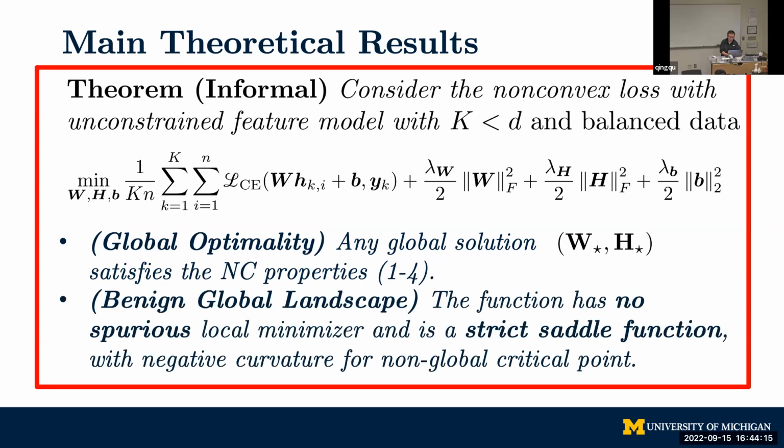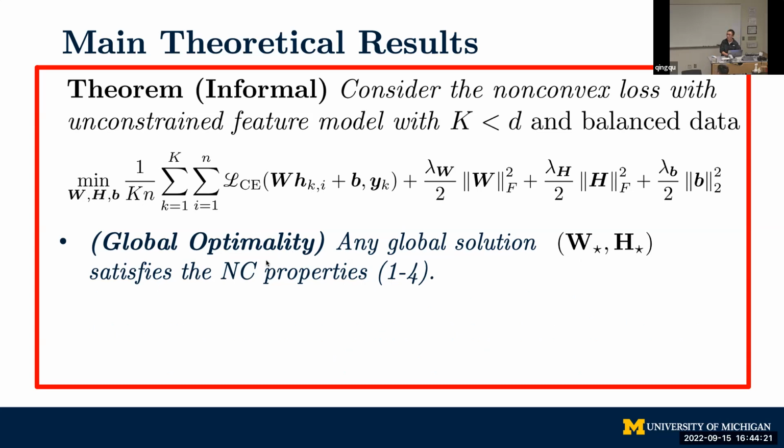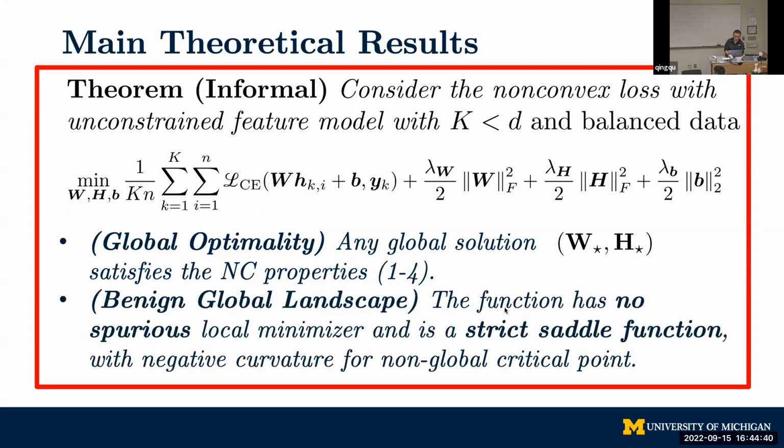Secondly, the global optimality condition, especially for non-convex functions, doesn't guarantee that we can efficiently obtain the global solutions. So to explain why any training algorithm you pick converges to this neural collapse solution, we show a stronger result: the function we studied here has no local minimizers, and it's a strict saddle function, where the Hessian always has a negative curvature for any non-global critical point.